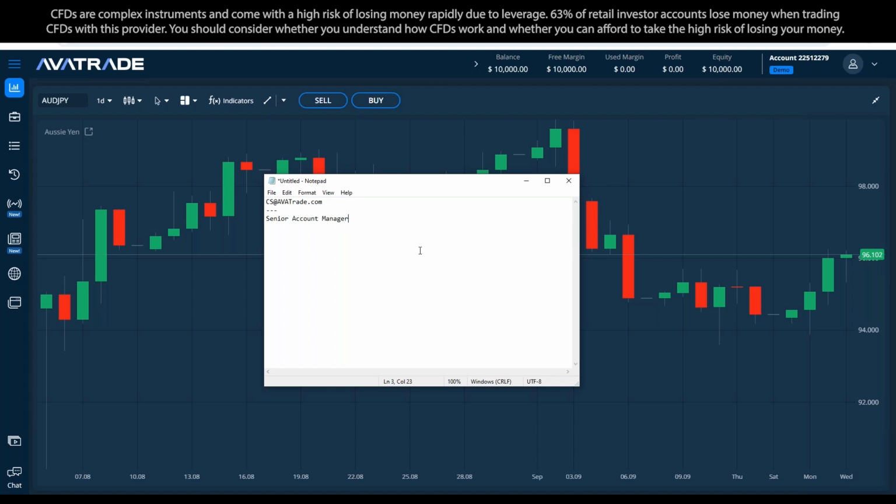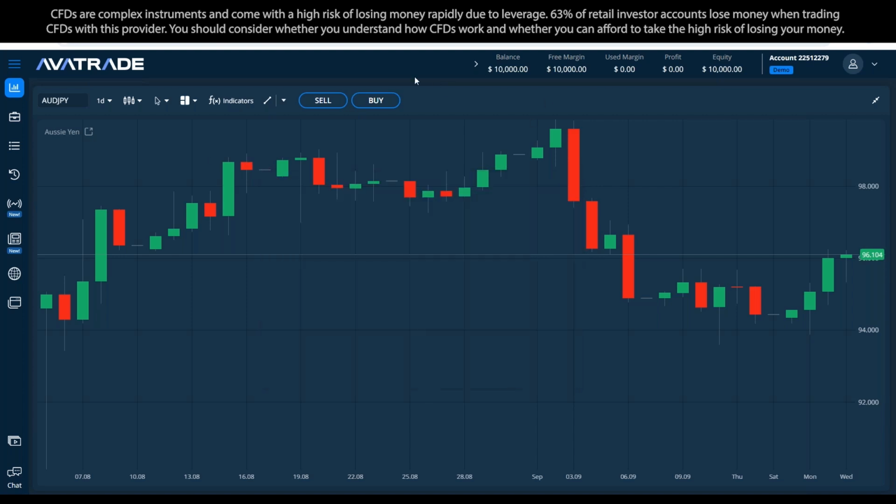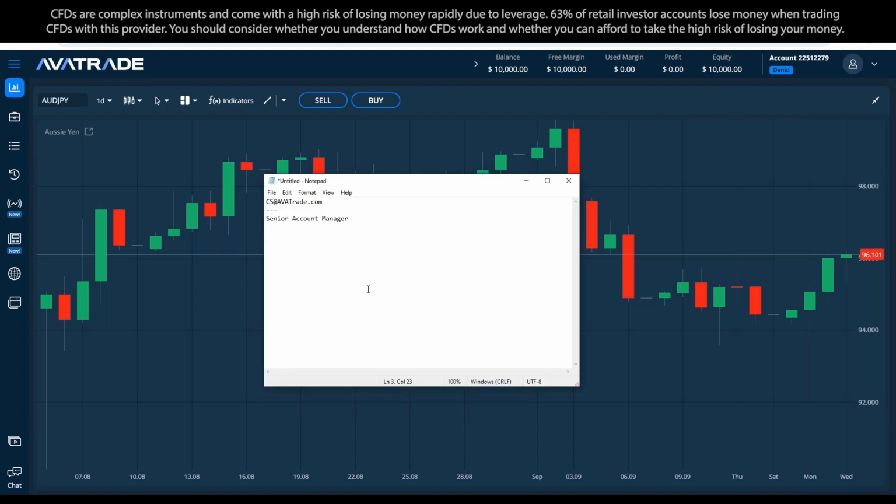All right, now what we are looking at here is called the web trader, or the trading app. So this version is the desktop version. We also have it in the app.